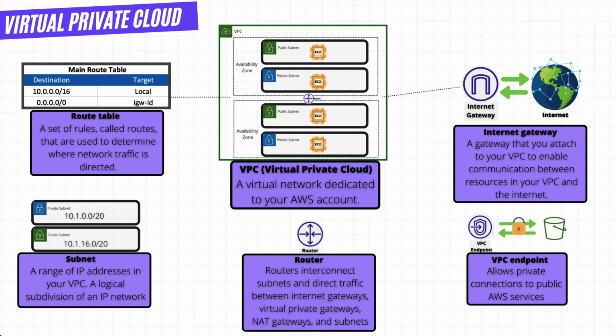We have already discussed what VPCs are and what subnets are used for. We also briefly mentioned route tables, but route tables are just a set of rules called routes that we use to determine where network traffic is directed. Routers will help us interconnect our subnets, and they can also help us direct traffic between gateways. VPC endpoints allow us to connect to our AWS resources privately and in a secure manner.